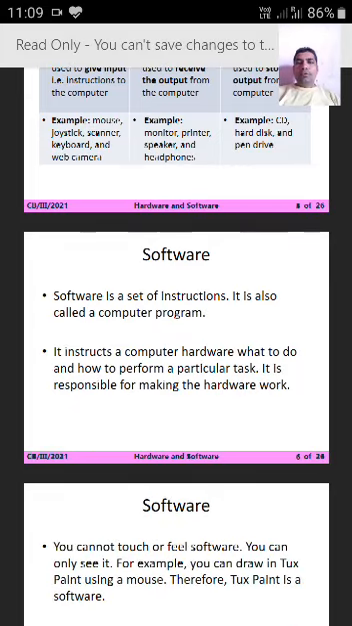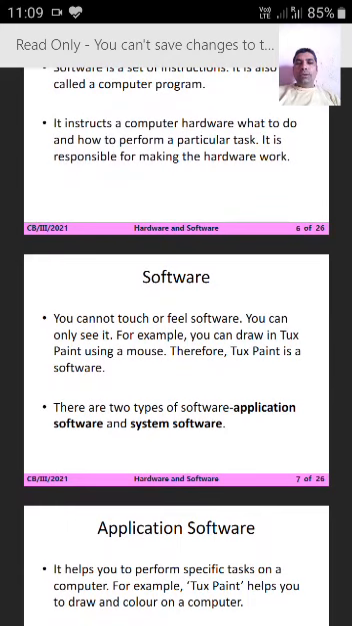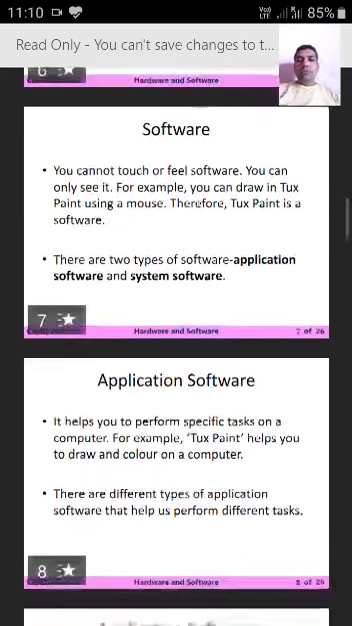Now what is software? Software is a set of instructions. It is also called a computer program. It instructs the computer hardware what to do and how to perform a particular task. It is responsible for making the hardware work. You cannot touch or feel software. You can only see it. For example, you can draw in TuxPaint using a mouse. Therefore, TuxPaint is a software.